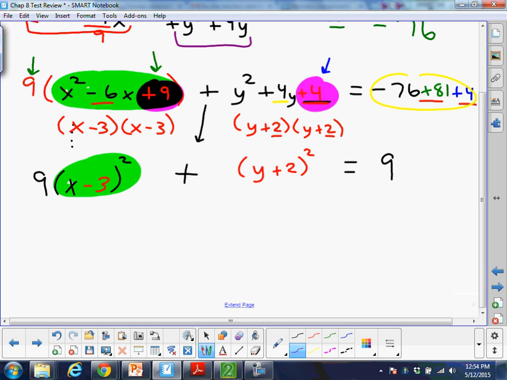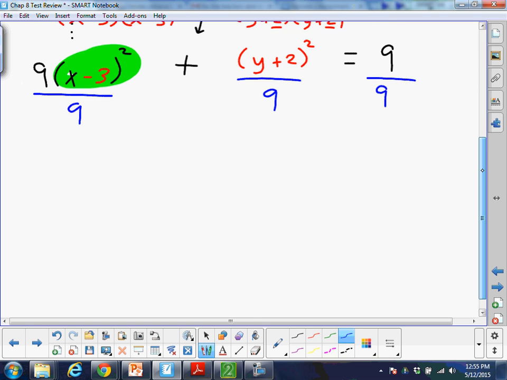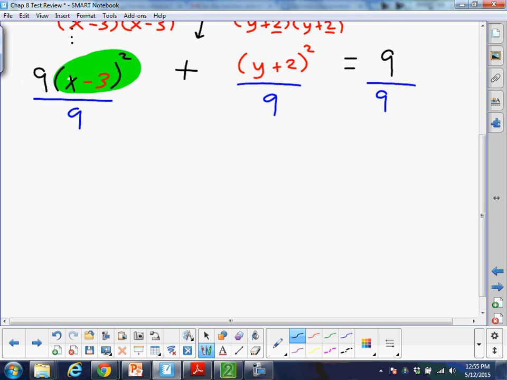So what I'm actually going to do is, I recognize this is going to become an ellipse because we're going to have denominators once we divide. But I'm going to divide every single term by 9. And that will make the right side of our equation a 1, which is what we need. Anytime we do an ellipse or a hyperbola, it always needs to equal 1. And that's exactly what we have over here. So on the other side now, the 9 over 9 on the far left will cancel out.